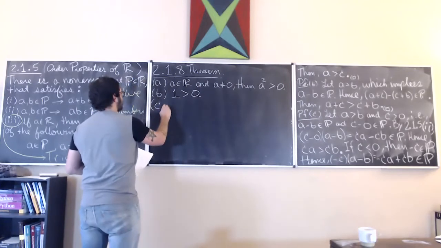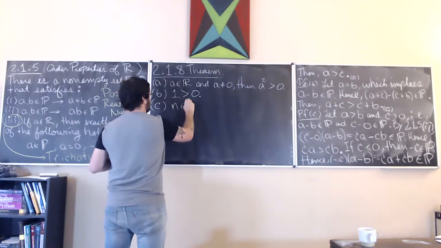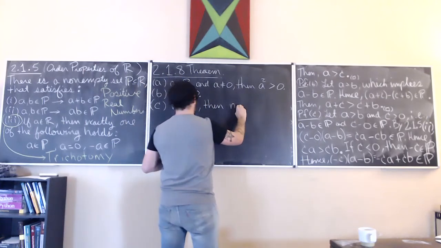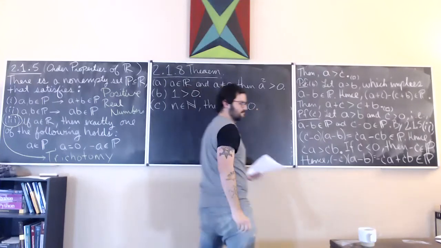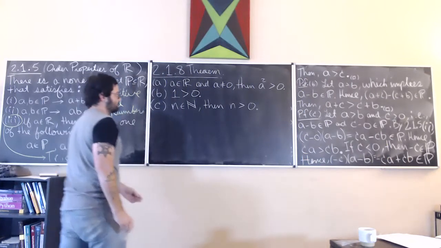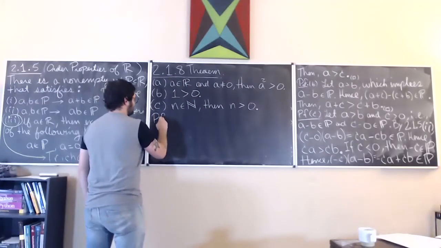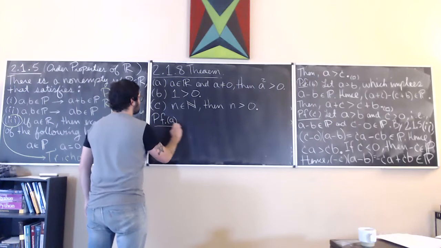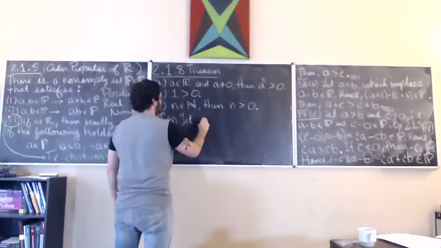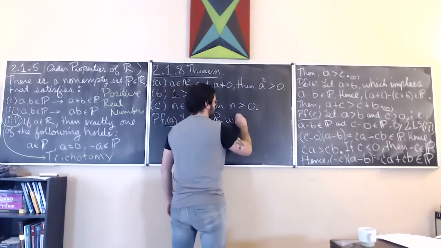And this next one might seem even more obvious. Part C: if n is a natural number, then n is greater than 0. Again, it might seem obvious, but we need to be able to prove it from our first principles. So, proof of part A. Let A be a real number with A non-zero.